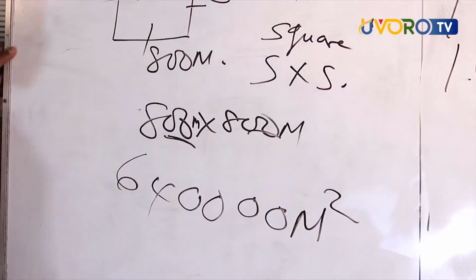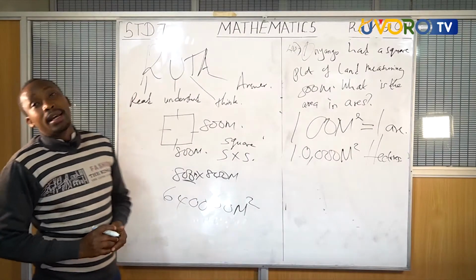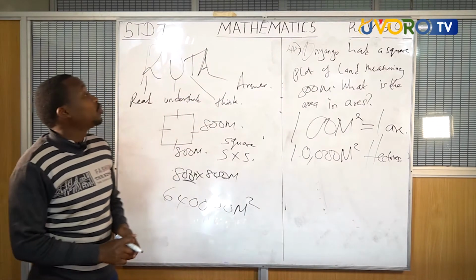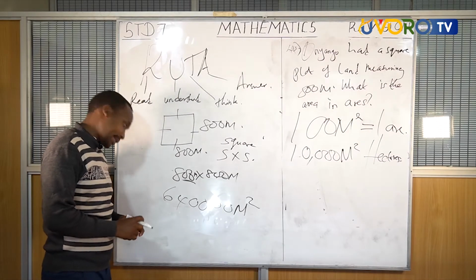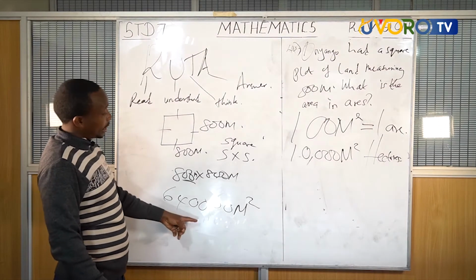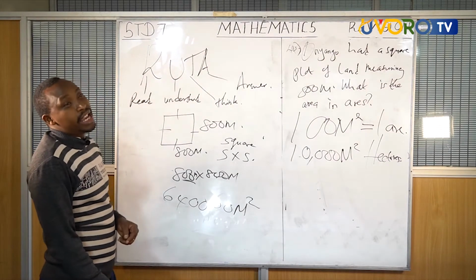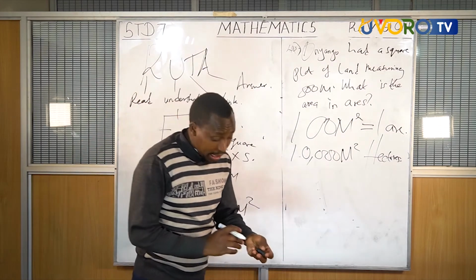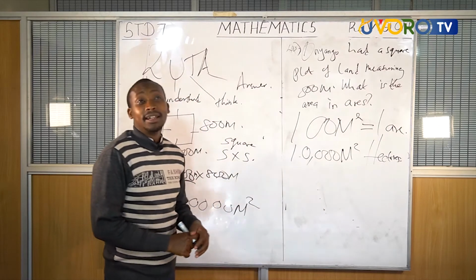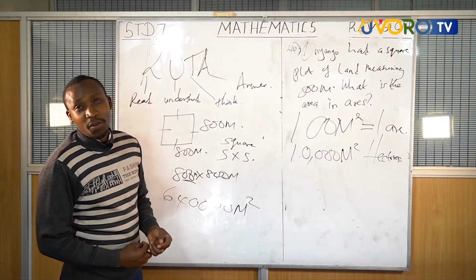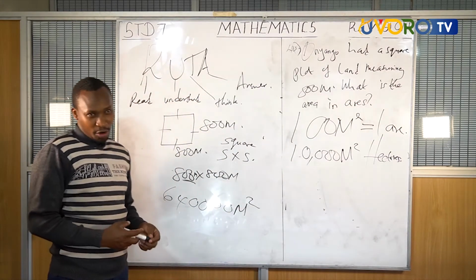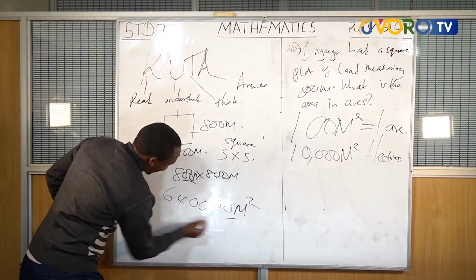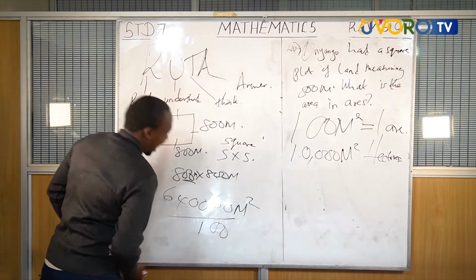Meters squared. You are not supposed to give your answer in meters squared. You are supposed to give your answer in ares. So you give your answer like this. Otherwise you will go outside thinking that you have gotten the sum correct, but you'll find a very big zero after marking. Divide by 100.